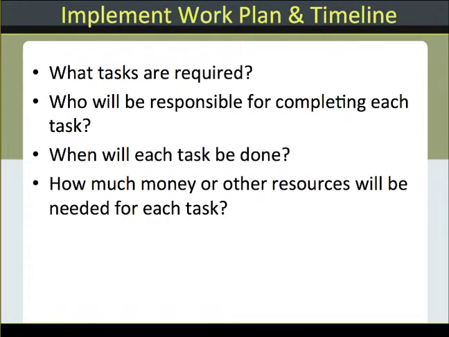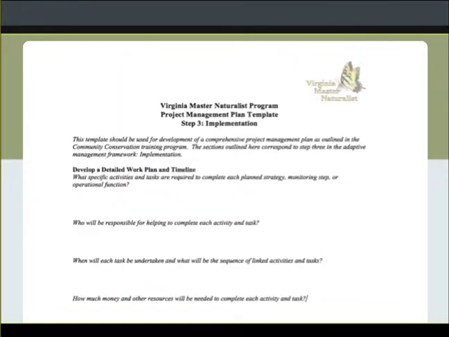When you begin to develop your work plan and timeline, there are several key questions you need to address. These include: what specific activities and tasks are required to answer your driving question? Who will be responsible for helping to complete each activity and task? When will each task be undertaken, and what will be the sequence of linked activities and tasks? How much money and other resources will be needed to complete each activity or task? You can begin to think about and address these questions using your Step 3 implementation worksheets available on the website.